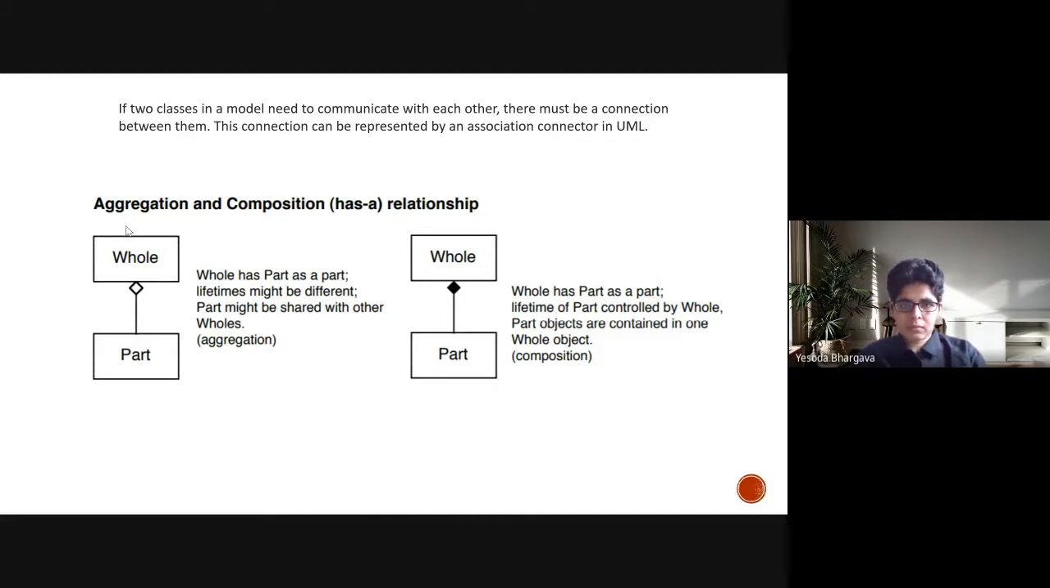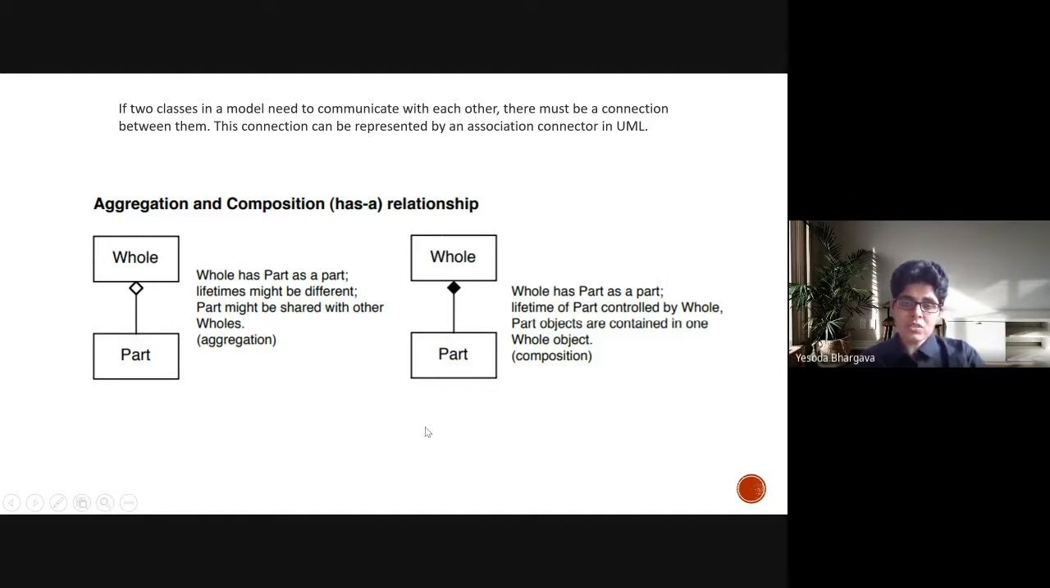These are very important relationships between classes, and we need to discuss that. Normally, consider this whole is a type of class, and part is a type of class. When you denote it like this, that means whole has part as a part. But their lifetimes may be different. If whole is destroyed, part may not be destroyed, and if part is destroyed, whole may not be destroyed. So this is basically an aggregation relationship.